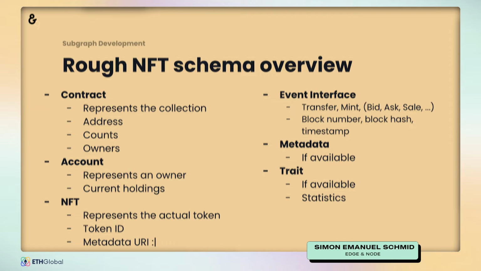So this is a rough schema for how I would model an NFT. You have a contract, that's the collection, it has accounts about everything, and it links to the owners. Then you have the accounts, which are the owners. You see the holdings, which will also link to the NFTs, where you have the token ID and the metadata URI. Then you have the events. You would just store the events, also the transfers, the mints, bid asks, and sales if you have them. Block number and block hash you want to have per event, metadata, and trades if available.